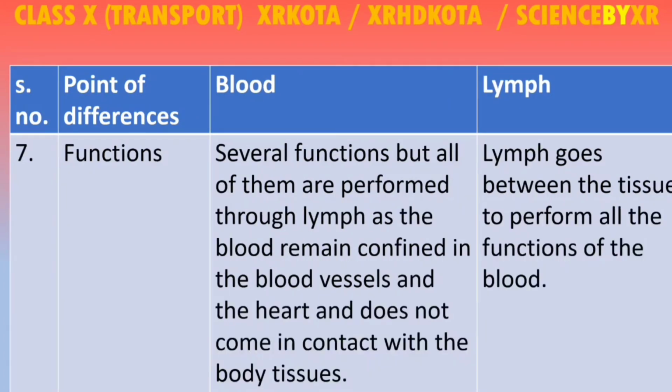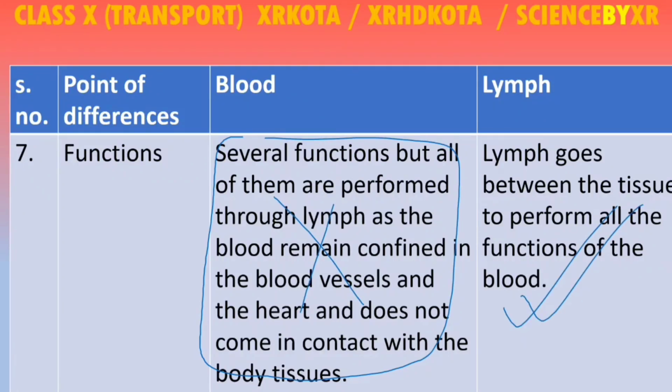Point number 7, functions. So all the functions of the blood which we have studied, except for the blood clotting, are actually done by the lymph. So blood itself is not doing any function. All the functions are done by lymph. So the lymph is more important than the blood, but lymph cannot be there unless blood is there. Okay, so those are the differences.